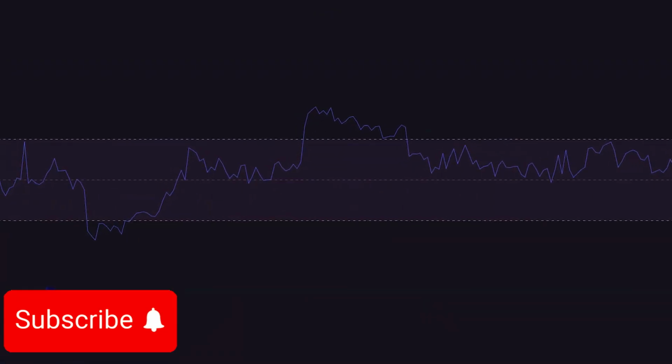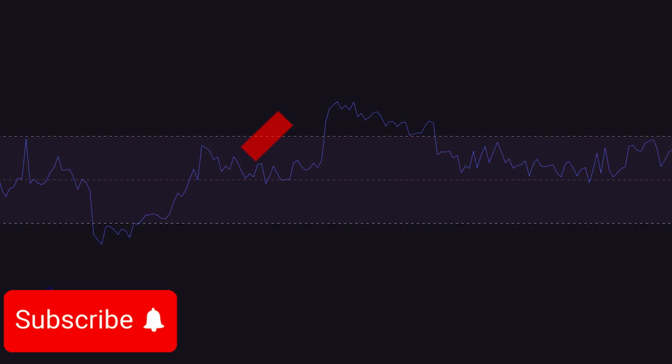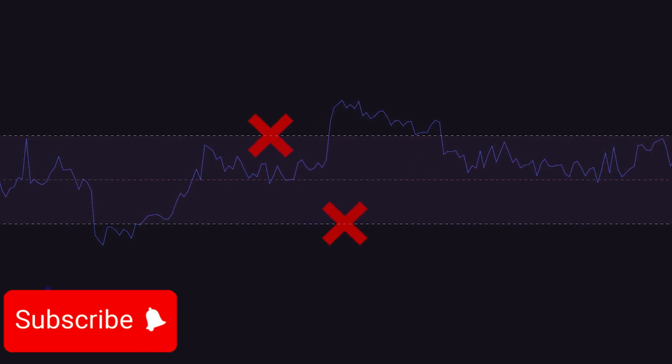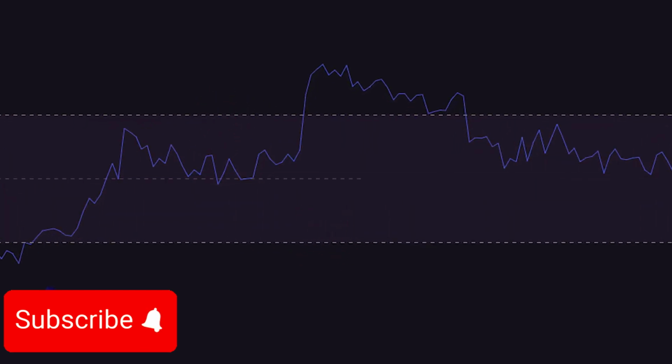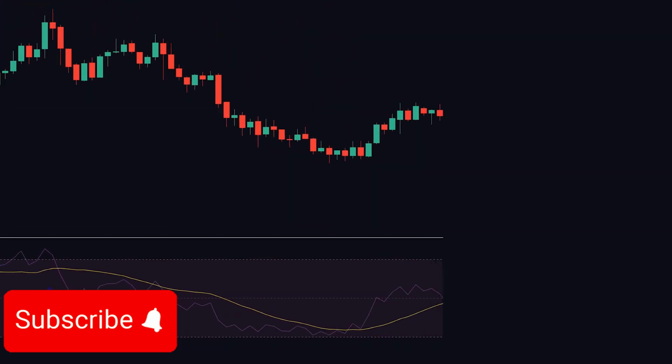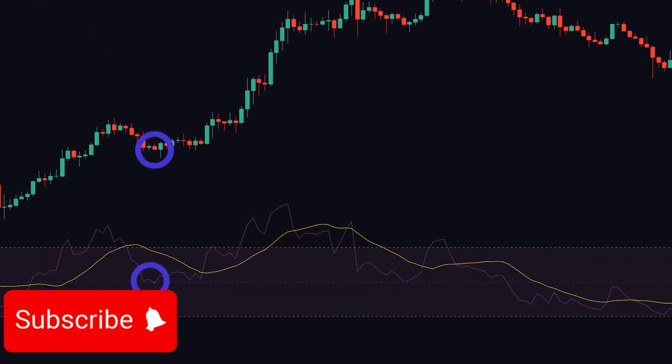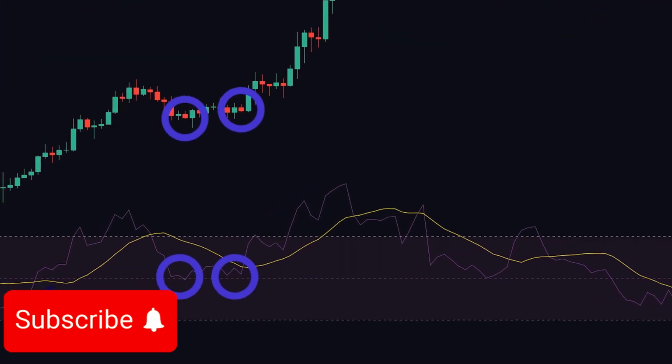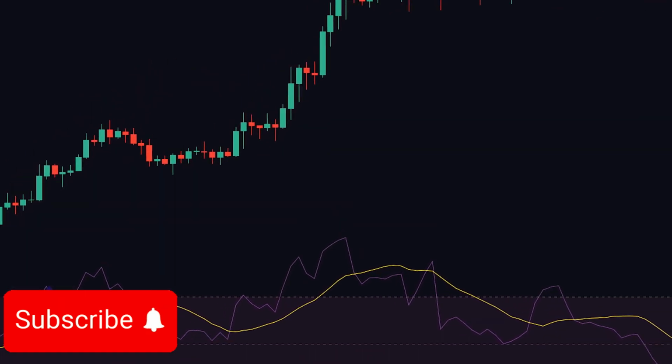The most important level on the RSI is not 70 or 30. It's actually the 50 level, which is this dotted line right in the middle. So, once the RSI cleanly breaks above the 50 level, this is a sign that the market is bullish. And once the RSI cleanly breaks below the 50 level, this is a sign that the market is bearish. Any move back or around the 50 level is like a support or resistance level for the momentum.